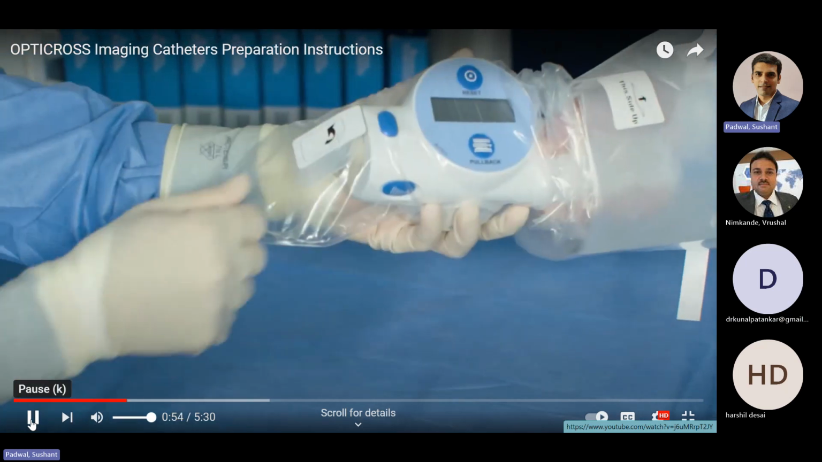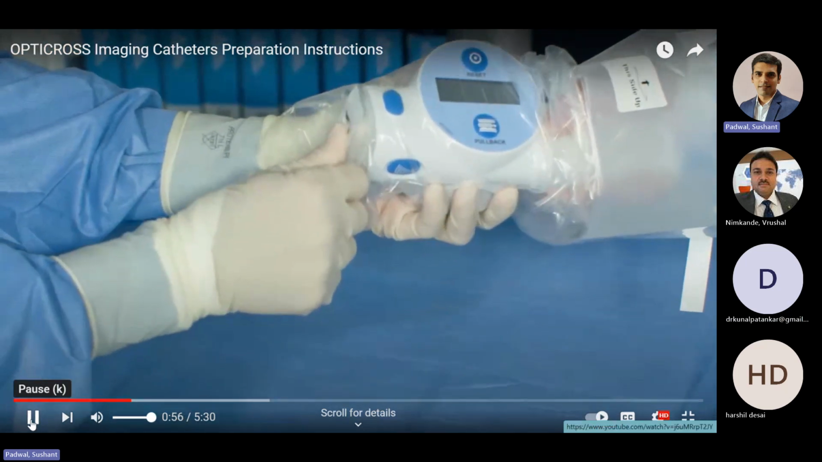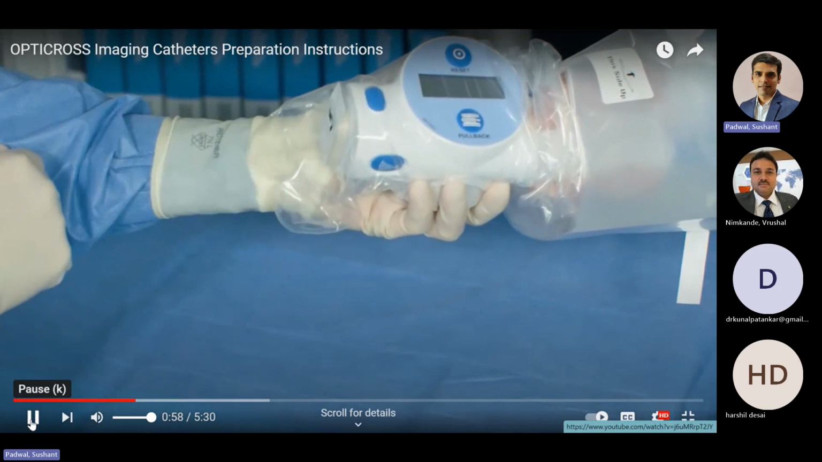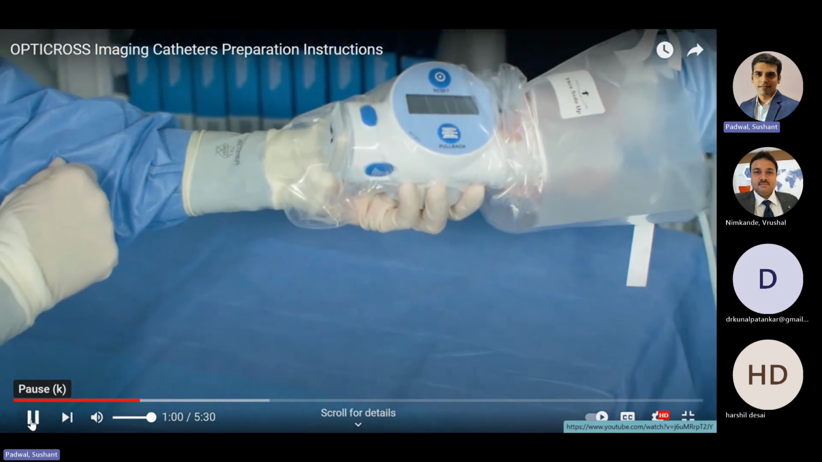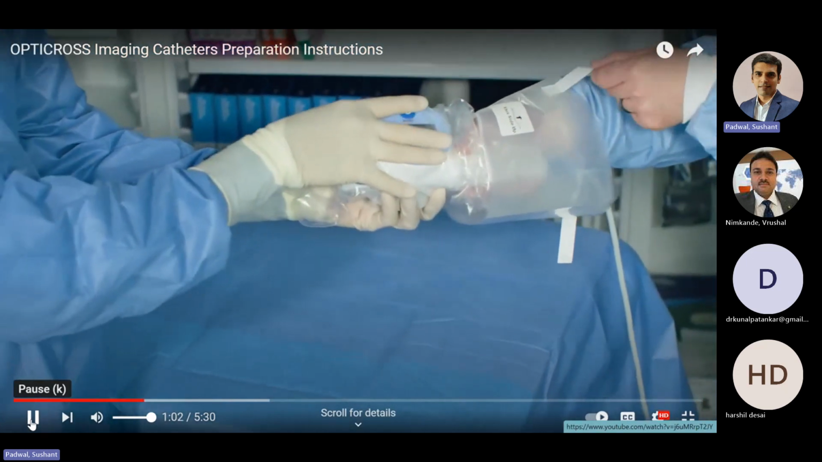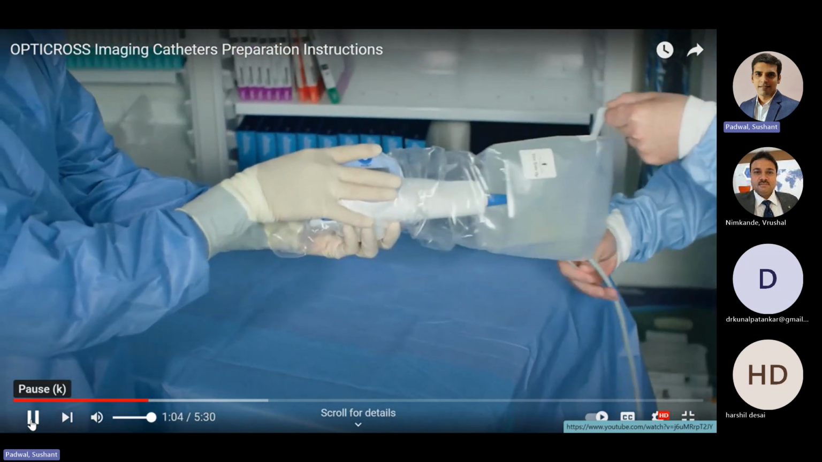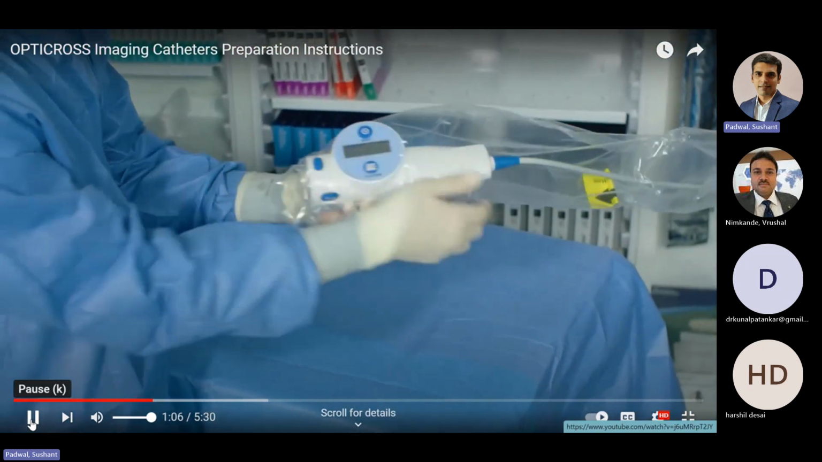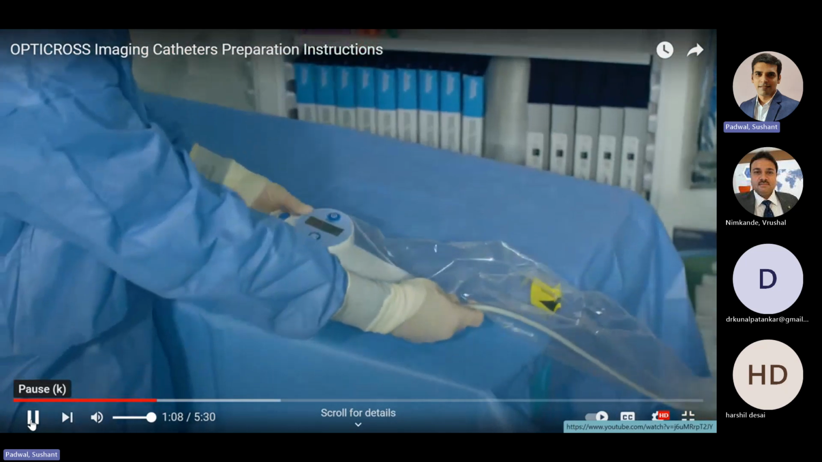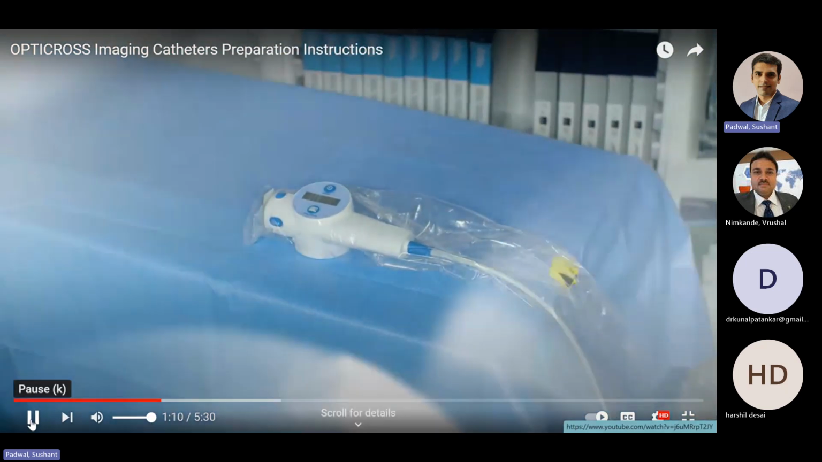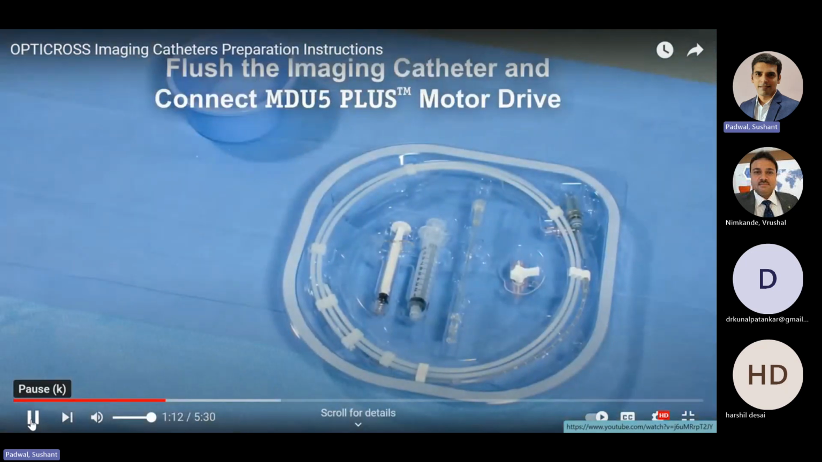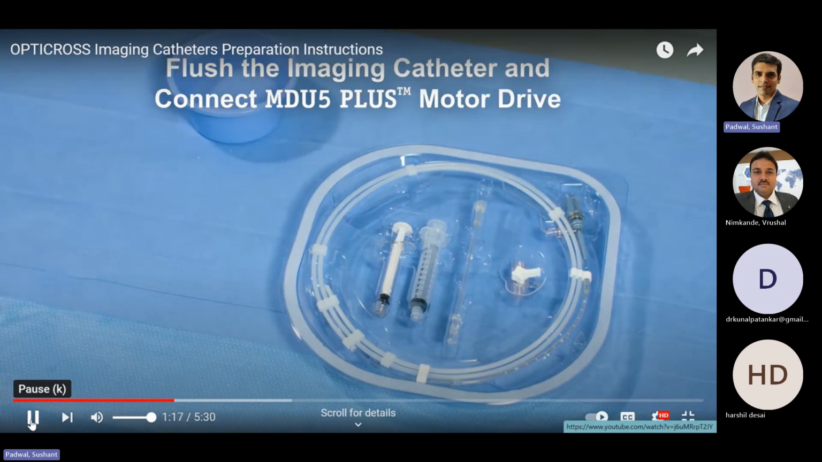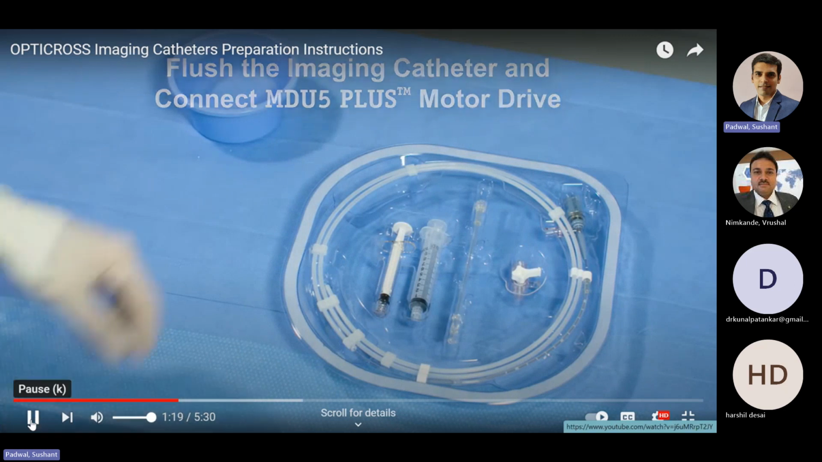So these are some of the sterile hygiene practices which we can follow. The sterile field operator will attach the faceplate to the motor drive unit to ensure no bag material is caught between the motor drive and the faceplate. Working together, the operators will unfold the bag and extend to its full length. It is important to flush the imaging catheter properly to ensure the highest quality IVUS image output.